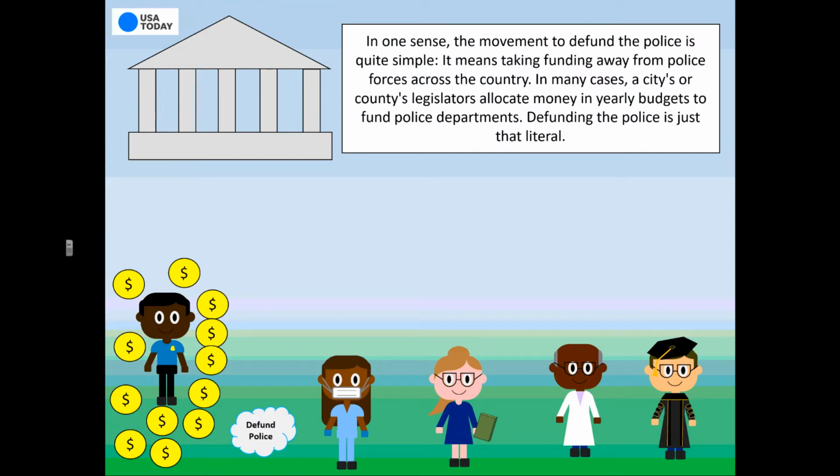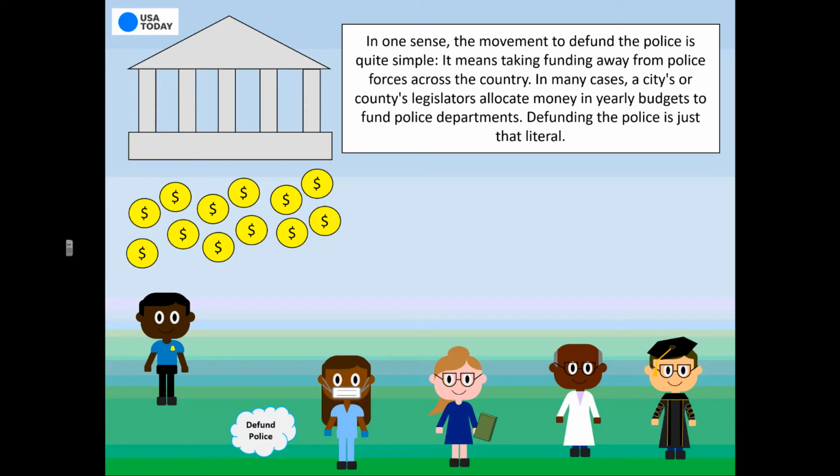In one sense, the movement to defund the police is quite simple. It means taking funding away from the police forces across the country. In many cases, a city's or country's legislators allocate money in yearly budgets to fund police departments. Defunding the police is just that literal. So, the police right now have a lot of money. The goal is to take some of that money away from the police.